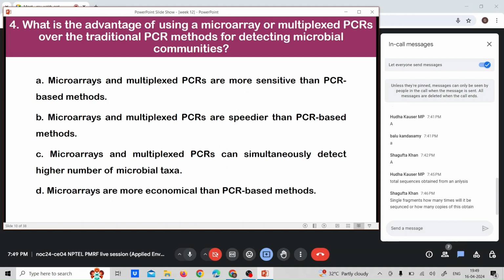And here is the next question. You can answer this question and also give in the chat box what a microarray or a multiplexed PCR is. I have discussed microarray and PCR in, I think, week 5 or so, in one of the previous sessions. If any of you are not aware, you can let me know in the chat box. Or if you know what these terms mean, you can give that also.